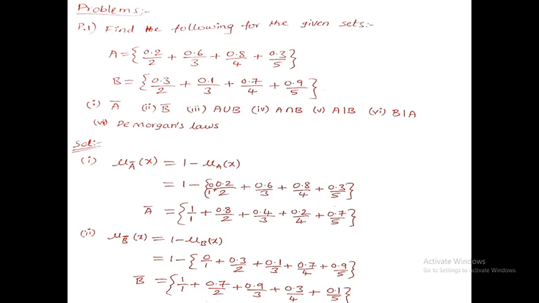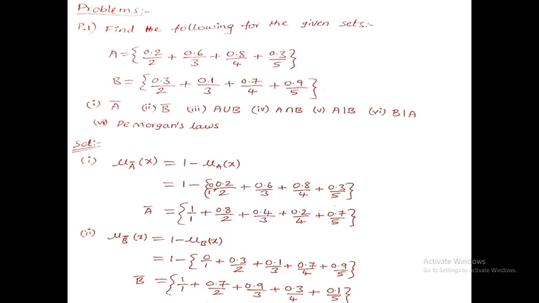In a similar way, set B. In set B also, at the same points 2, 3, 4, 5, the corresponding values are 0.3, 0.1, 0.7, 0.9. So we have set A, we have set B also.